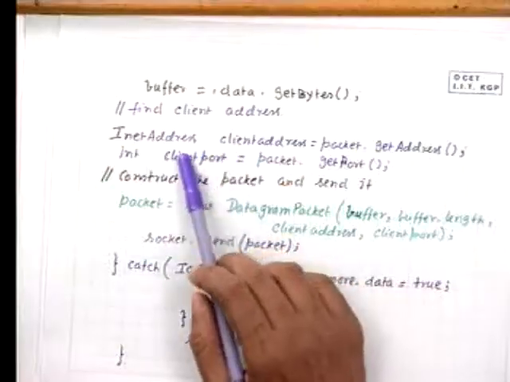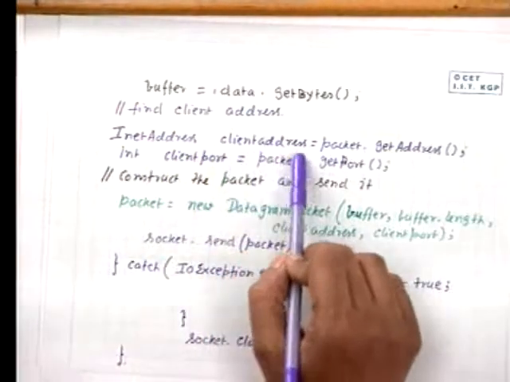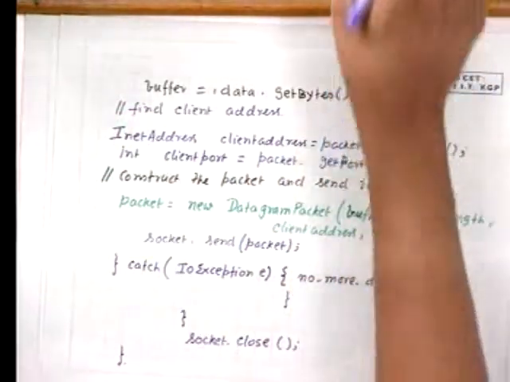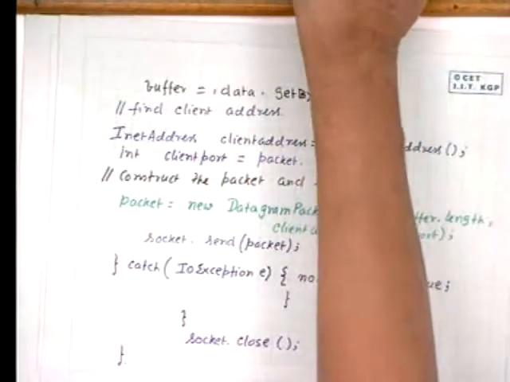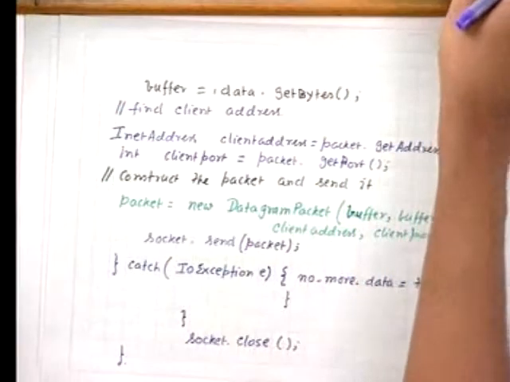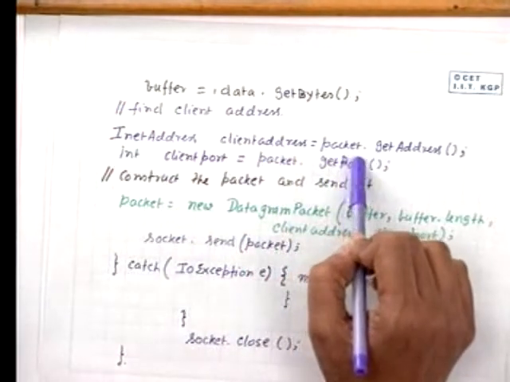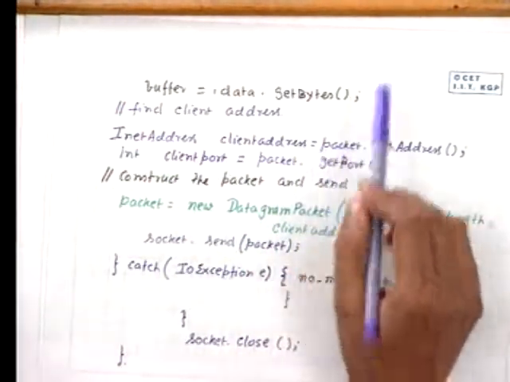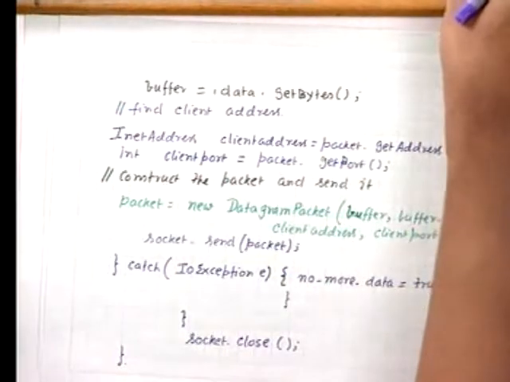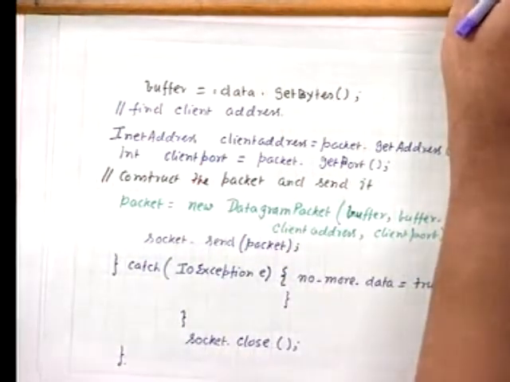And to do that, each datagram packet when it is received will contain the address from where it is coming, and for that this class supports a couple of methods. Here the client address is packet dot get address. This is a method supported for the packet. So once a packet is received, this packet will contain the address of the client which has sent it.